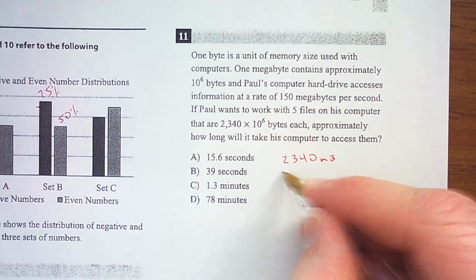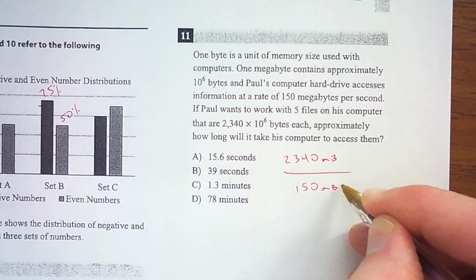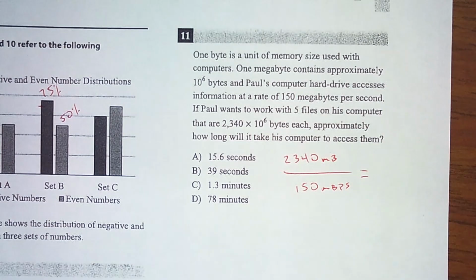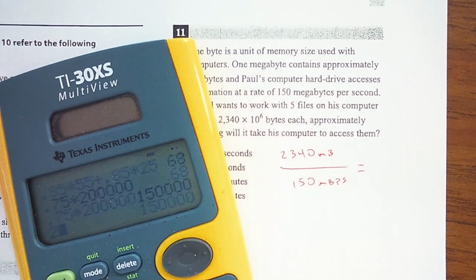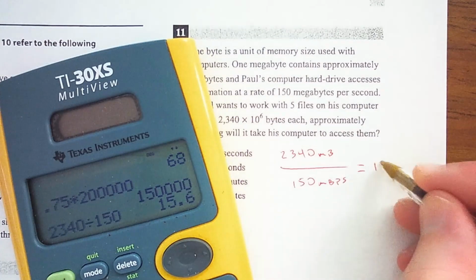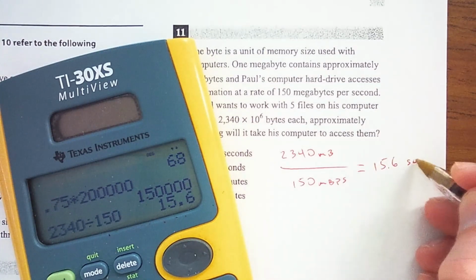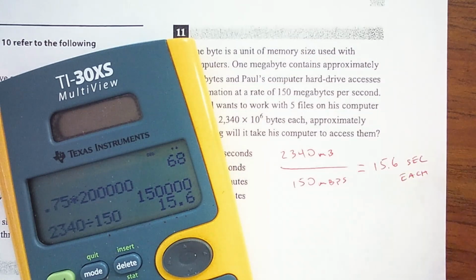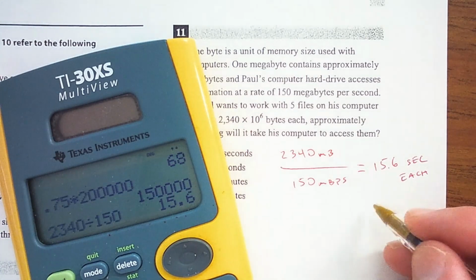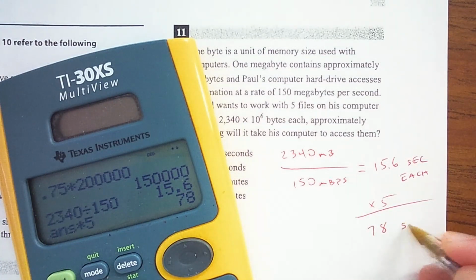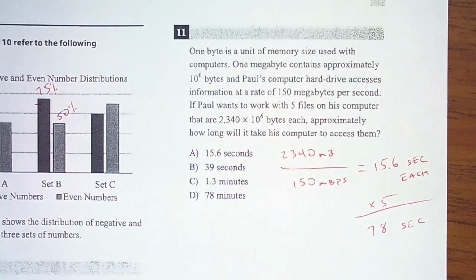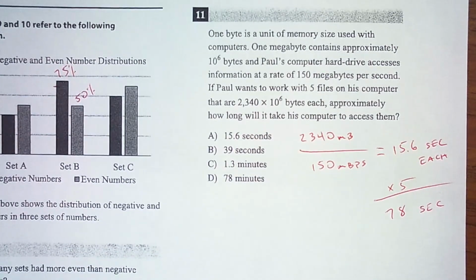Okay, so if one of the files is 2,340 megabytes, and this computer will access 150 megabytes per second, then if I divide, I'll find out how many seconds it takes to access one file. So that's 2,340 megabytes divided by 150 megabytes per second. That is 15.6 seconds each. So each file will take 15.6 seconds. Okay, now there are 5 files. So I'll multiply that by 5 and get 78. So it will take 78 seconds to access all 5 files.